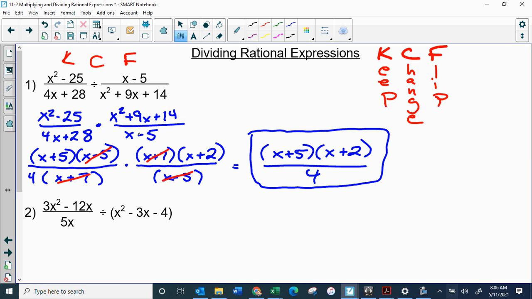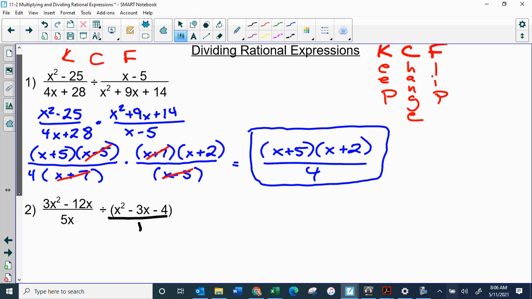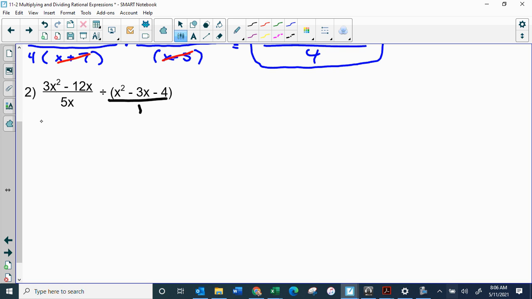On this next one, I want you to keep in mind again that you can make this a fraction by putting it over 1, right? So now we're going to keep, change, flip. We're going to multiply by the reciprocal. Let's rewrite this. Move this down, give us some room. So I have 3x squared minus 12x divided by 5x times 1 over x squared minus 3x minus 4.